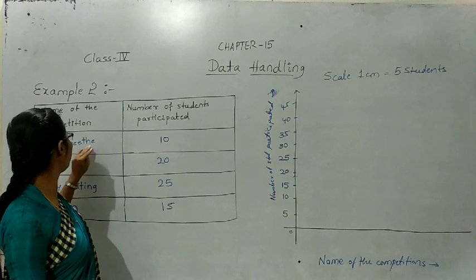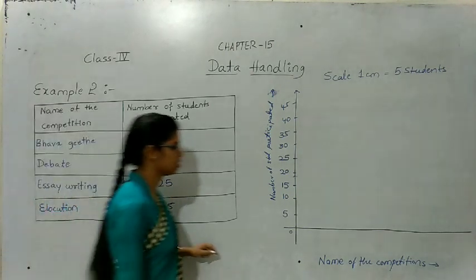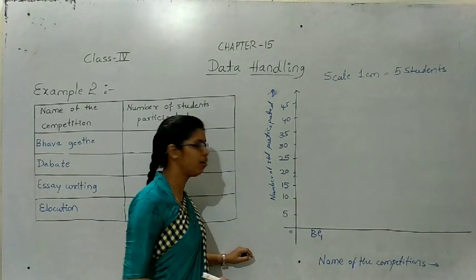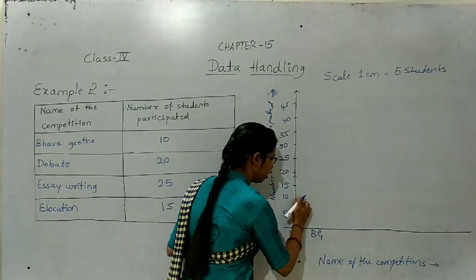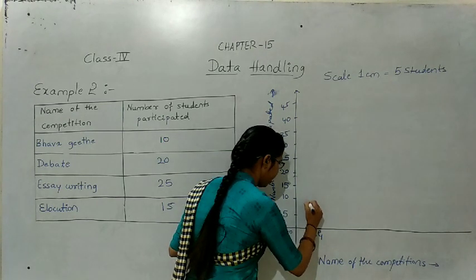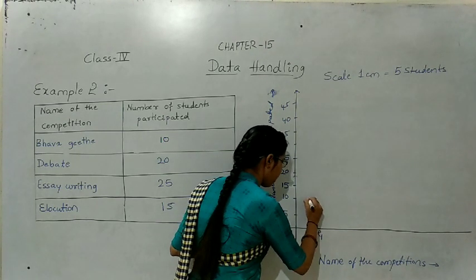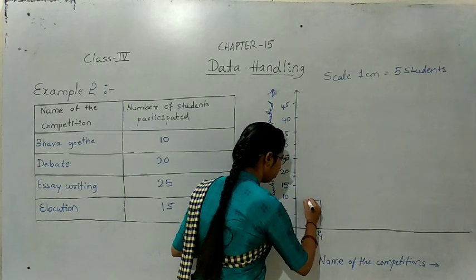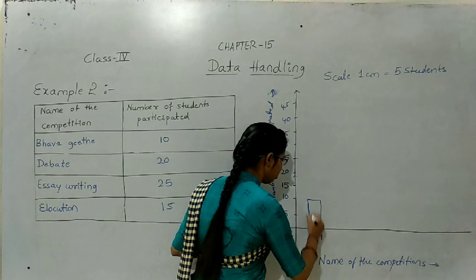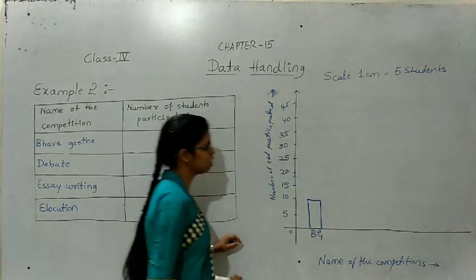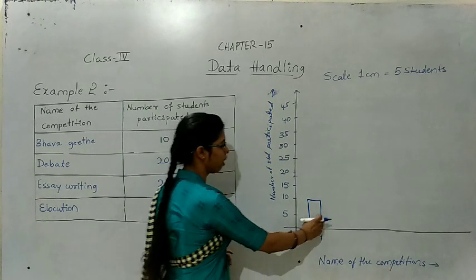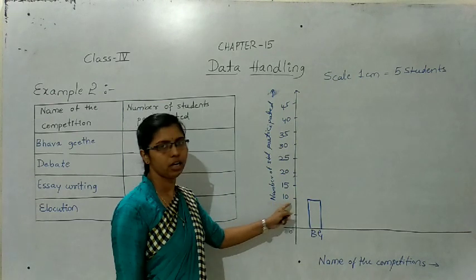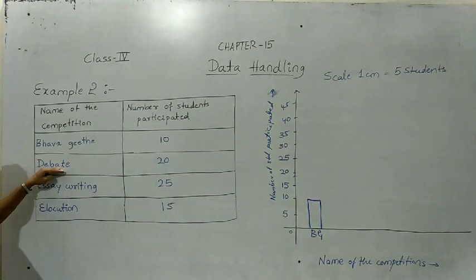See, first one, what is that? Bhavagite, 10 members. I will write BG. BG means Bhavagite. How many members are there? 10, exactly equal to 10. We should draw one bar for that. This is the Bhavagite competition. How many members are participating in the competition? 10 members.